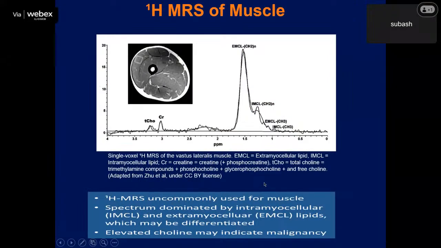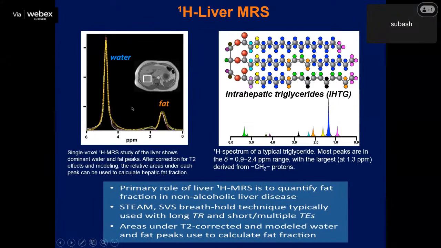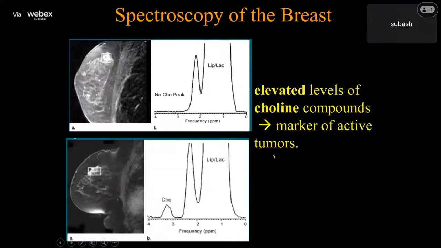Let us forget this, this is a muscle spectrum. You can see fat and water from the muscle, and this can also give you a lot of information about muscle myopathies and other muscle disorders.